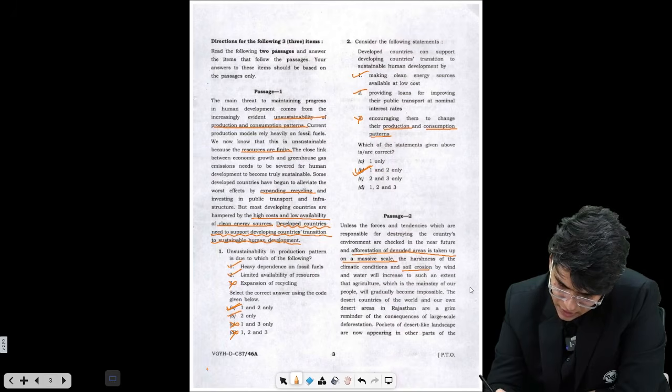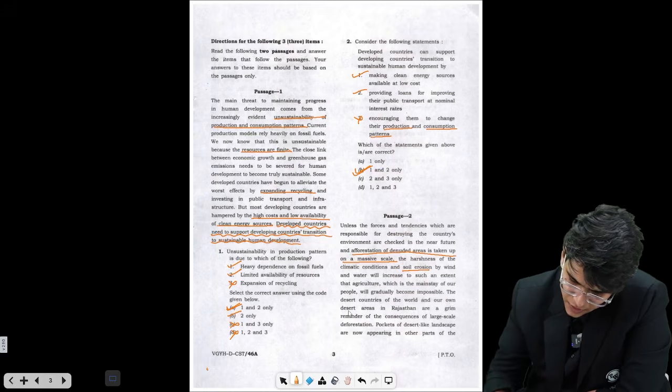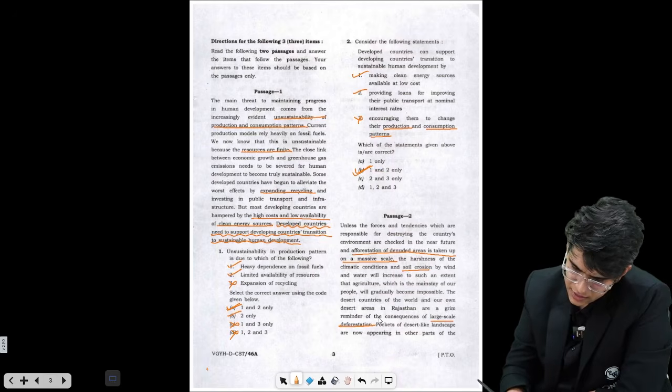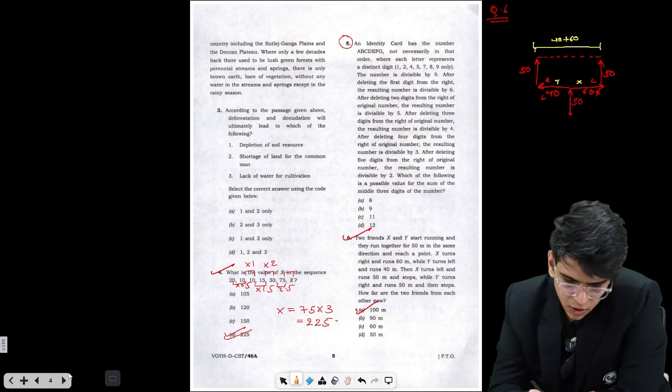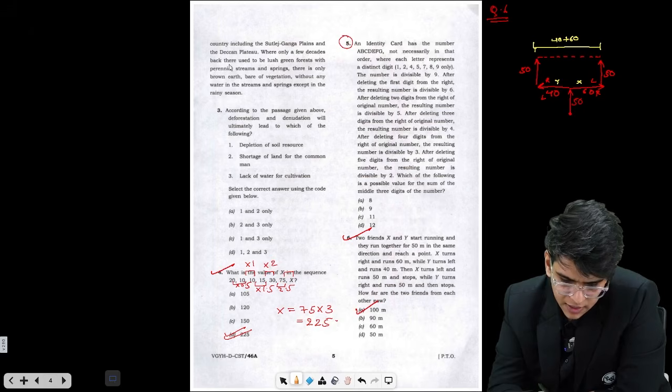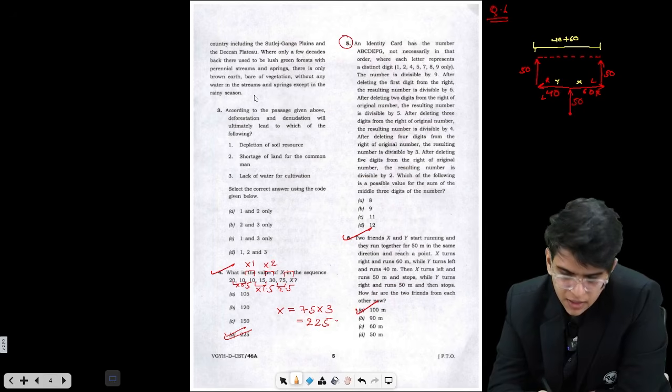The desert countries of the world and our own desert areas in Rajasthan are a grim reminder of the consequences of large scale deforestation. Pockets of desert-like landscape are now appearing in other parts of the country, including the Satluj, Ganga plains and the Deccan plateau, where only a few decades back there used to be lush green forest with perennial streams and springs. There is only brown earth bare of vegetation without any water in the streams and springs except in the rainy season.